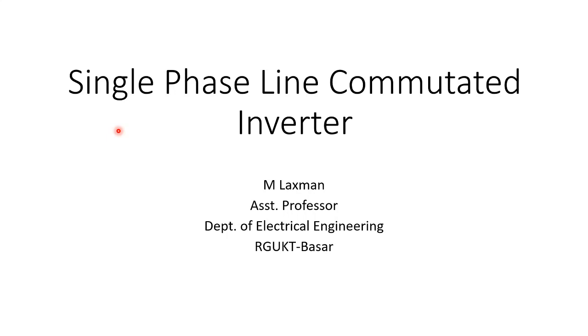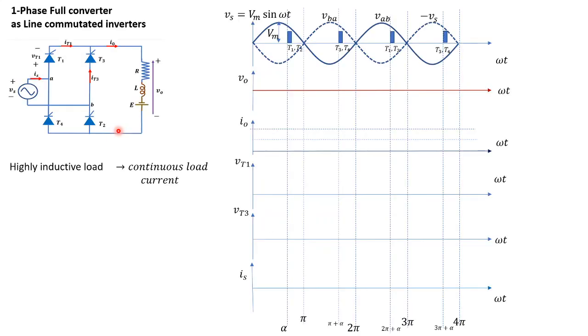In this session we shall discuss the single phase line commutated inverter. So let us consider a single phase full converter with B2 type connection, where the AC source is supplying power to the load through this rectifier. It has 4 thyristors T1, T2, T3 and T4, and in the load we have R, L and E.